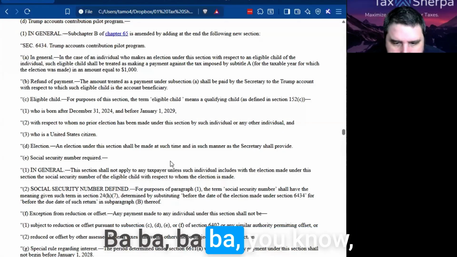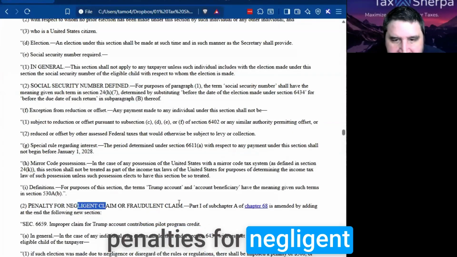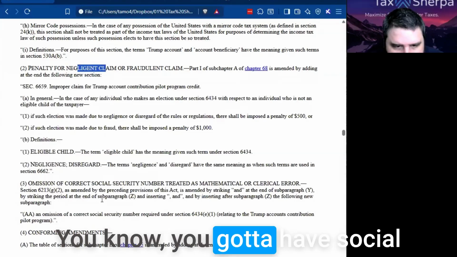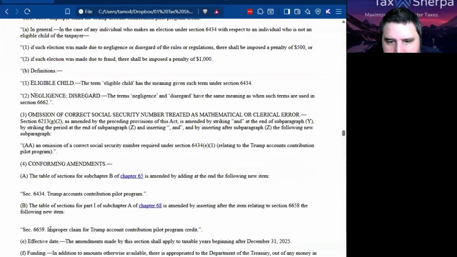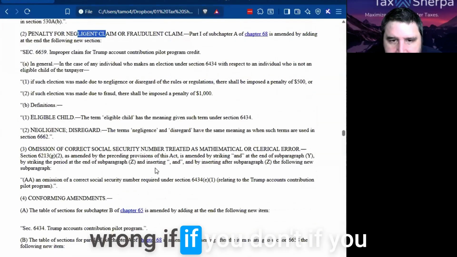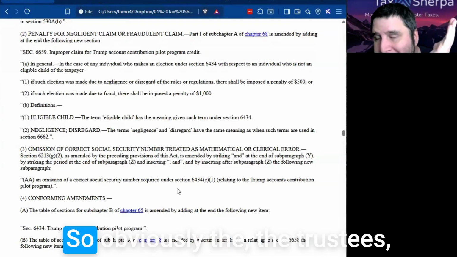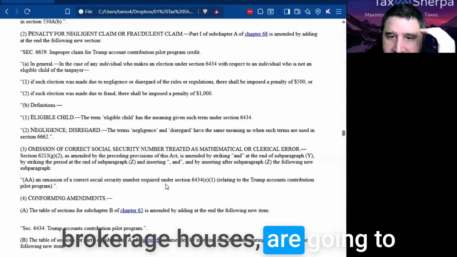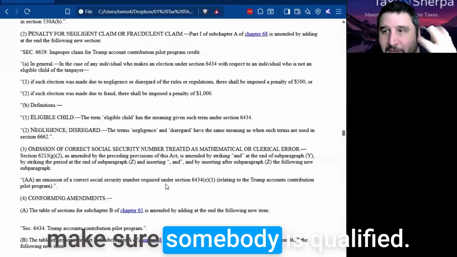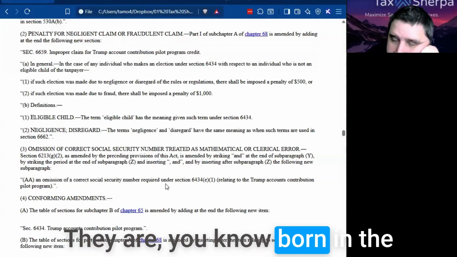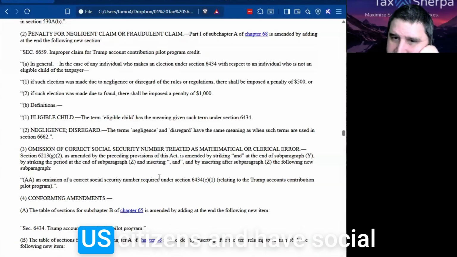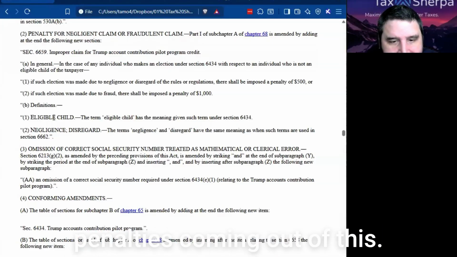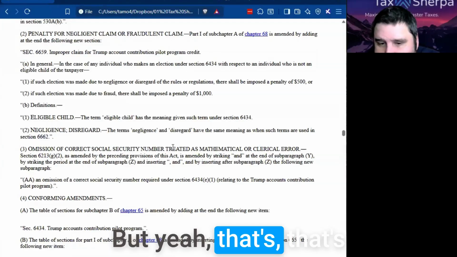All right. Penalties for negligent claims or fraudulent claims. Yeah, don't do that. And got to have social security numbers, etc. Yeah, this is all what goes wrong if you don't do things correctly. So obviously the trustees, which again are going to be the brokerage houses, are going to have to do their due diligence to make sure somebody is qualified. They are born in the right time periods, and they are U.S. citizens and have social security numbers and so on. So that part should be fine. I don't expect too many penalties coming out of this. But yeah, that's the Trump account.